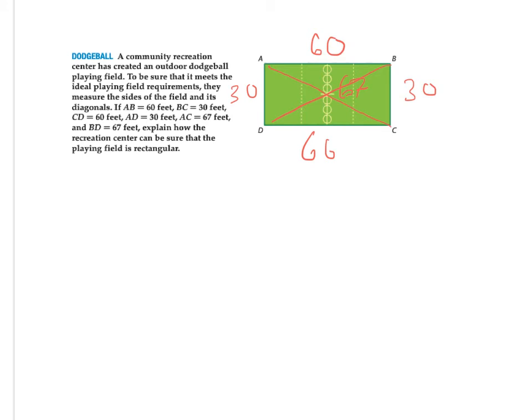How can we be sure that the playing field is rectangular? Well, the equal opposite sides give us the idea that it is a parallelogram. However, if the diagonals are also equal, this is a parallelogram with equal diagonals, therefore it must be a rectangle. Please know that any quadrilateral with congruent diagonals is not necessarily a rectangle. It must be a parallelogram with congruent diagonals.